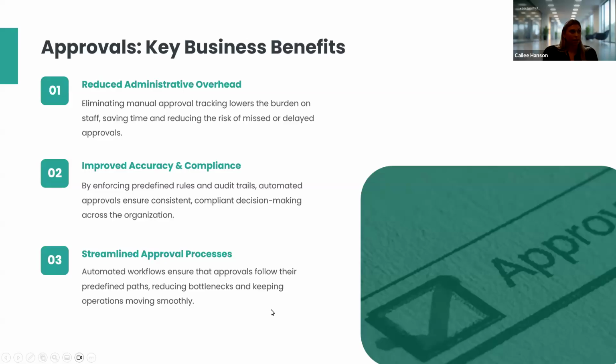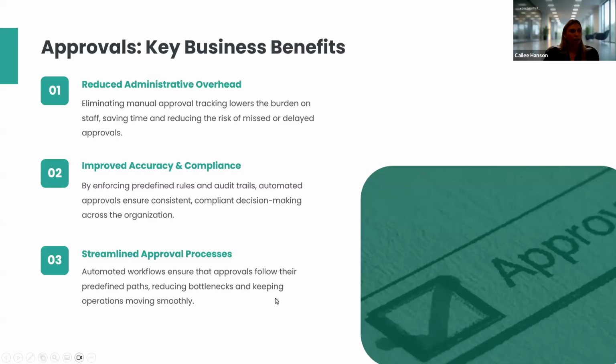And then lastly, similar to number 1, but streamlined process. So it ensures that all of them are following a predefined path, removing any bottlenecks. Again, if someone's out of office, we'll talk about ways that we can still streamline and keep that approval process going, reducing those bottlenecks as well. So all of that built into Acumatica. We'll dive deep into those components today.